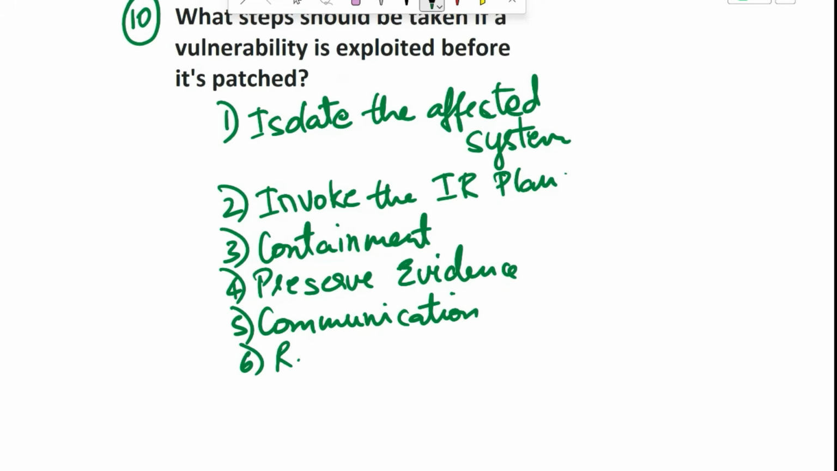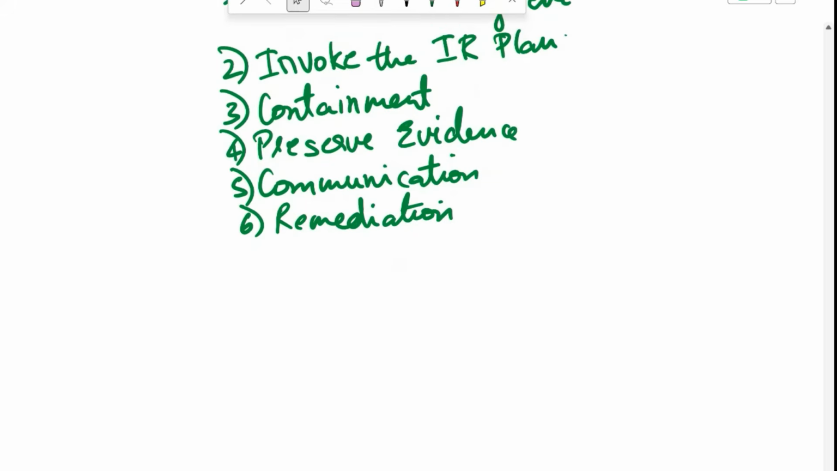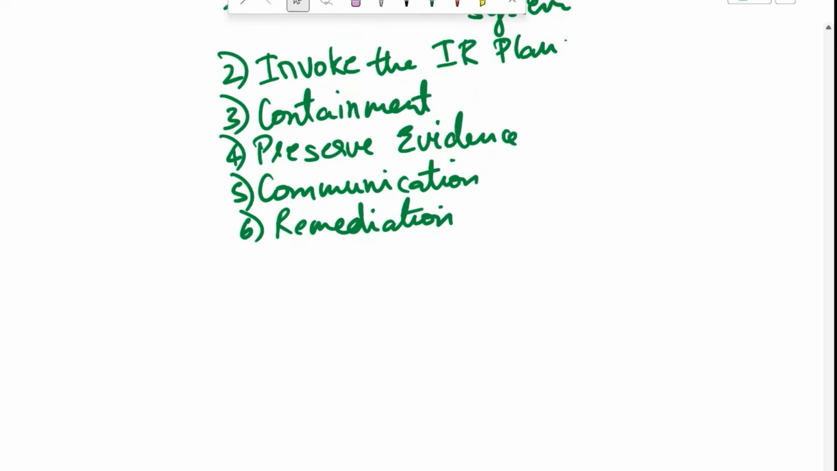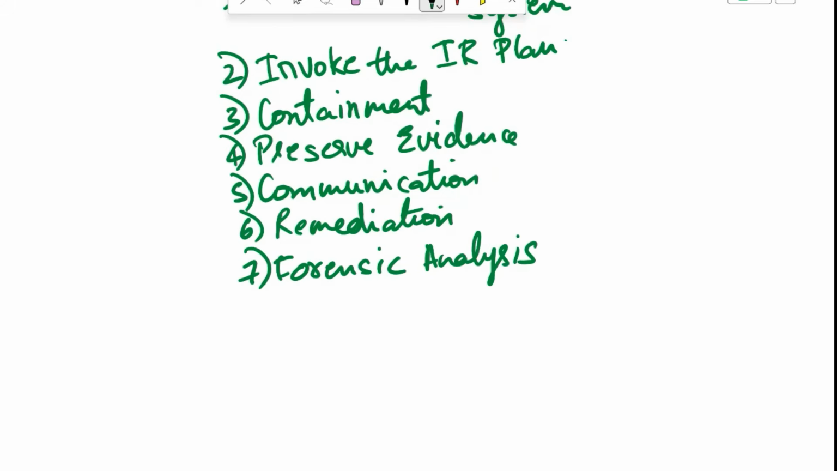Next is remediation. Develop a plan to remediate the exploited vulnerability. This may involve deploying emergency patches, implementing workarounds, or applying configurations to prevent further exploitation. Next is forensic analysis. Conduct a thorough forensic analysis to understand how the attacker gained access, what data was compromised, and the extent of the damage.